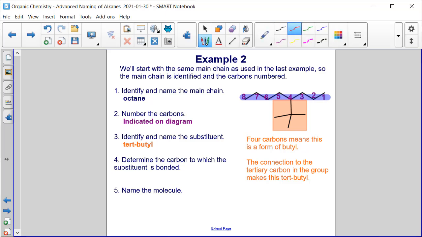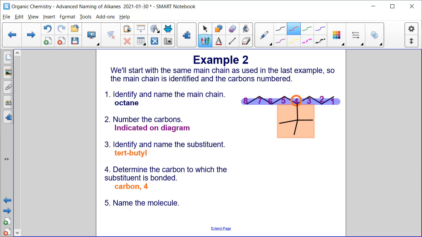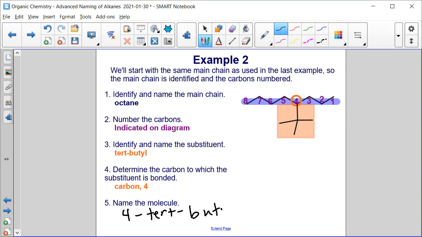What carbon is this tert butyl group bonded to? Well, because we did our previous steps, we can easily determine it's bonded to carbon 4. All right, now that we've done all of these prior steps, we're in an excellent position to go ahead and name the molecule. So we start with what number carbon our substituent is on. It's on carbon 4. Then it's tert butyl octane. 4 tert butyl octane.